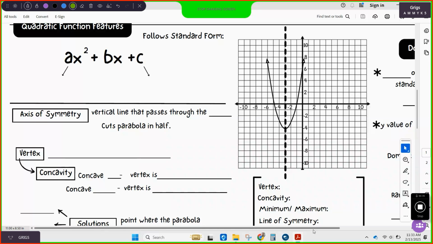Alright, so we have talked about the standard form of a quadratic function because we started it with our factoring, right? So quadratic standard form is ax squared plus bx plus c. Okay, now one thing I want to point out, quadratic functions are always going to be set equal to 0.